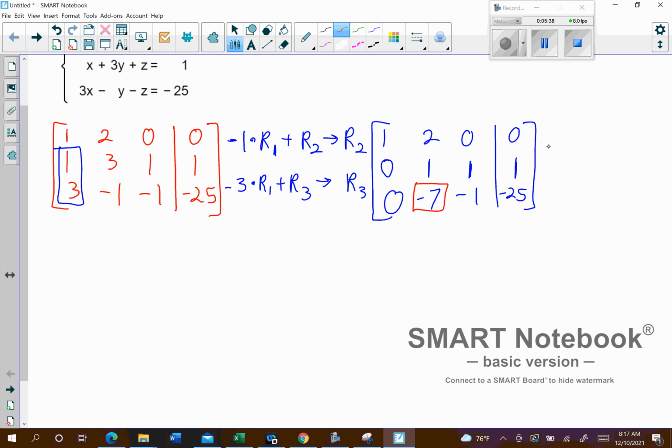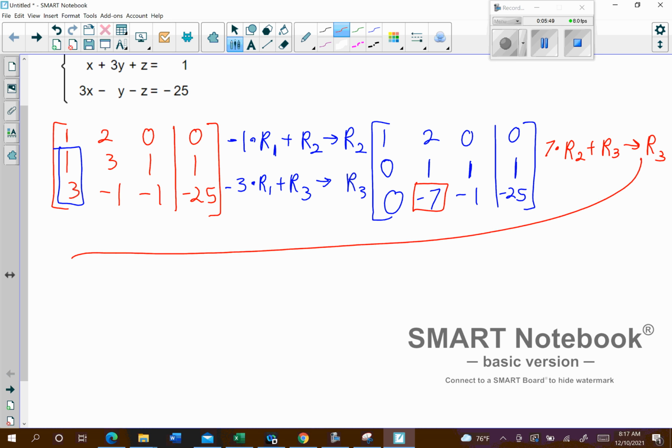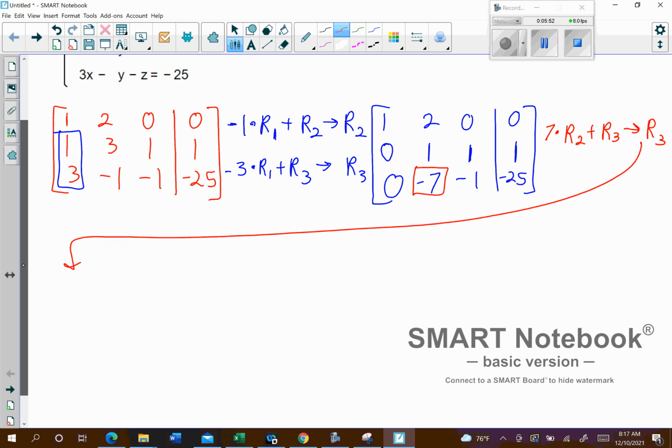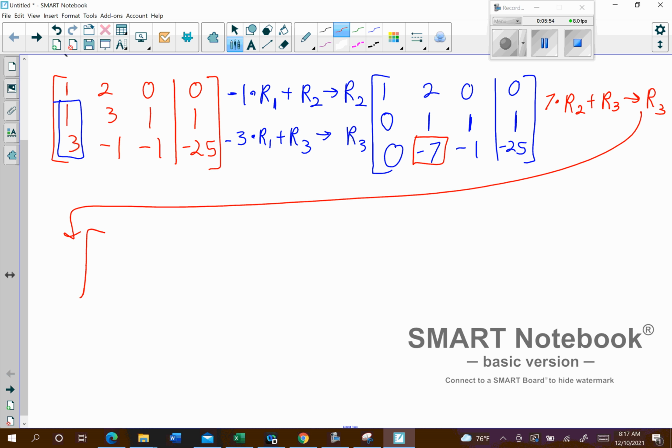So I'm going to multiply 7 times row 2. I'm going to add that to my row 3, and that will be my new row 3. And I'm going to go ahead and bring that all over here and write that. So the first 2 rows are going to stay the same. We're not going to do anything to those. Okay, so we're just focused on the bottom row. So I'm going to multiply this by 7 and add it to this.